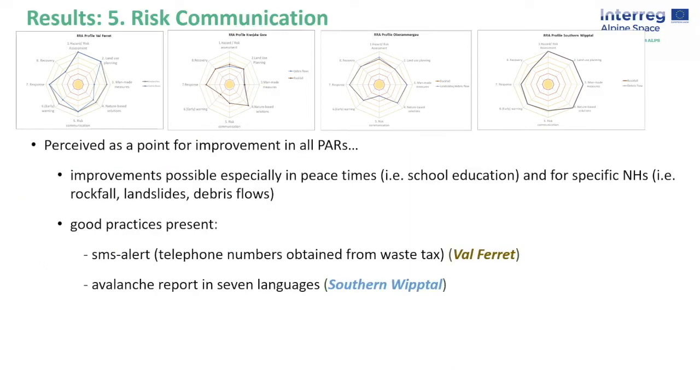Showing you another example of results, this time for the risk communication category. This was perceived as a point for improvement in all the parts, where improvements are possible according to all the experts, especially in peace times, for example, through school education, and for specific natural hazards in particular, for example, rockfall, landslide, and then debris flows more compared to avalanches.